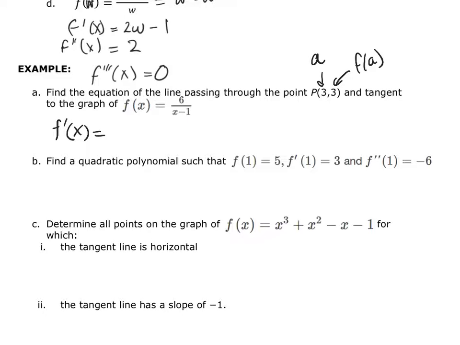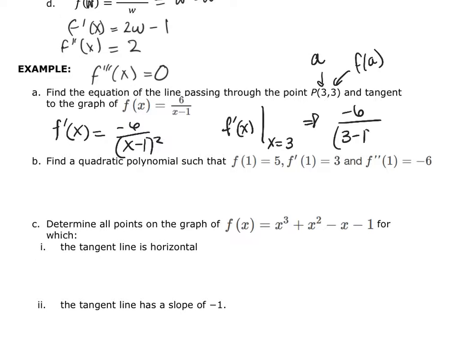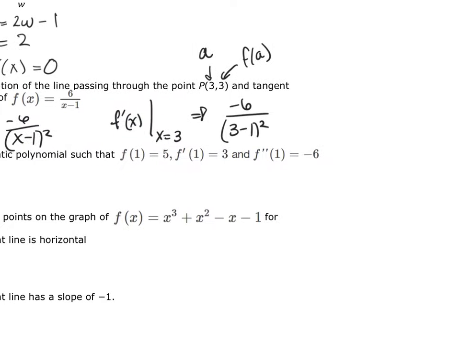Unfortunately, our factoring friend failed us because we have nothing to factor. So the derivative is just going to be negative 6 over (x minus 1) quantity squared. I have my a and f of a. What do I need? I need to find the derivative of my function evaluated when x is equal to 3. So this is going to be equal to negative 6 over (3 minus 1) quantity squared. So it's going to be negative 6 over 4, which reduces to negative 3 over 2.